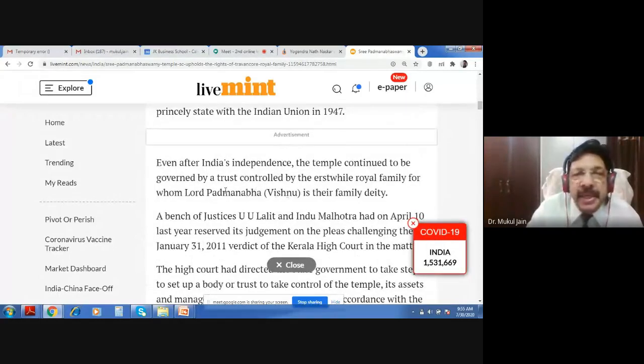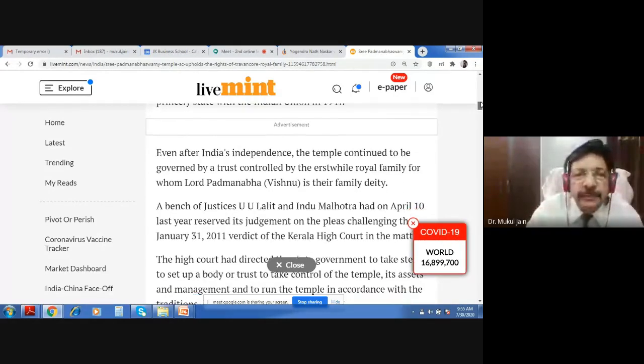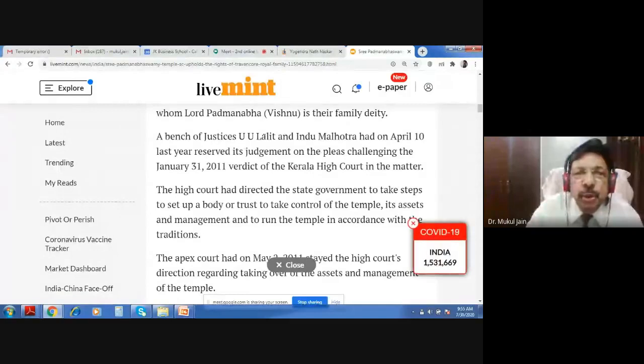बहुत जबरदस्त टेम्पल है. Even after India's independence, the temple continued to be governed by a trust controlled by the erstwhile royal family. जो उनका फैमिली डेटी है, उनका फैमिली लॉर्ड विष्णु को बोलते हैं वहां पर साउथ में, पद्मनाभा टेम्पल. The bench of Justices U. U. Lalit and Indu Malhotra, on April 10 last year, reserved its judgment.